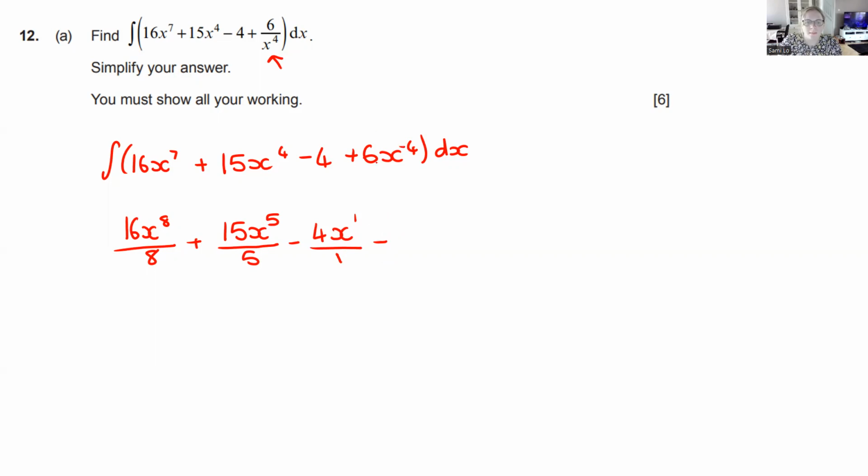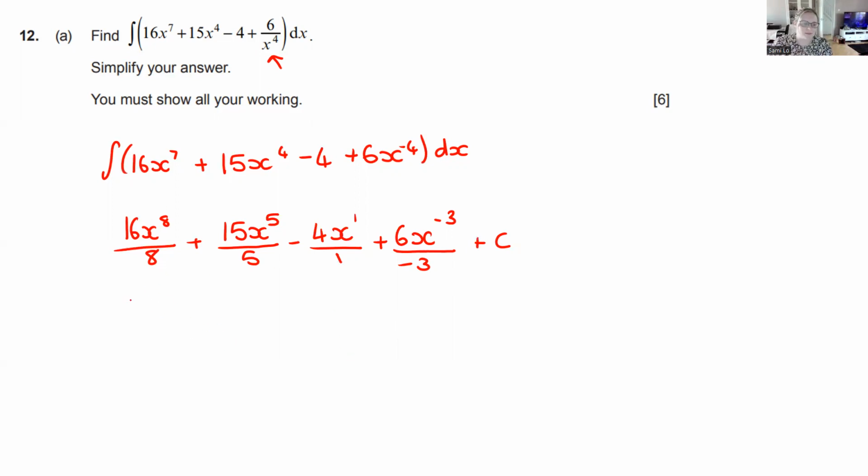And then minus, because the minus, well, actually, let's not write that in just yet. Let's leave it as basic as possible. So 6x, and we're going to jump that up by 1, so it's going to be to the minus 3 over minus 3 plus c. Integrated, sorry.